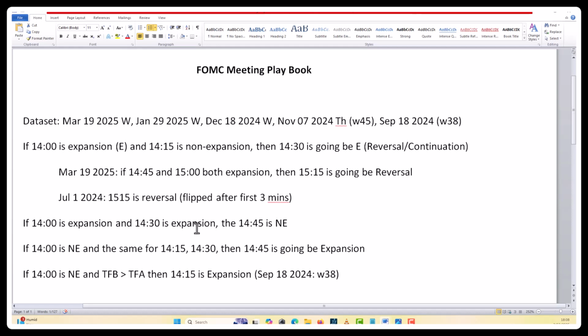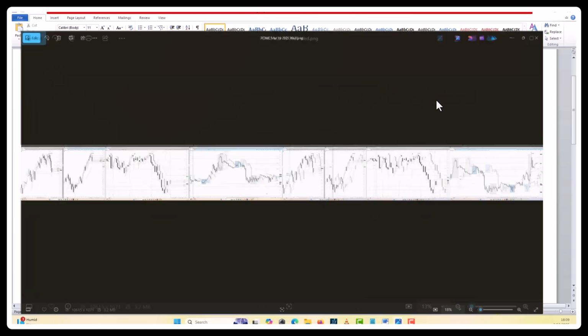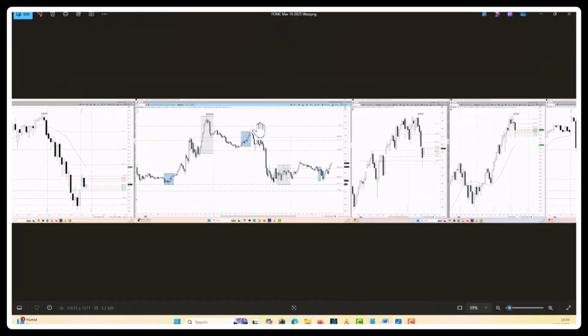Okay, now let's see what happened this week on Wednesday, when the FOMC data was released at 2 p.m. Eastern. Let's take a look right here. We see how liquidity was injected into the markets. Here we put it all together for March 19, which is Wednesday this week.